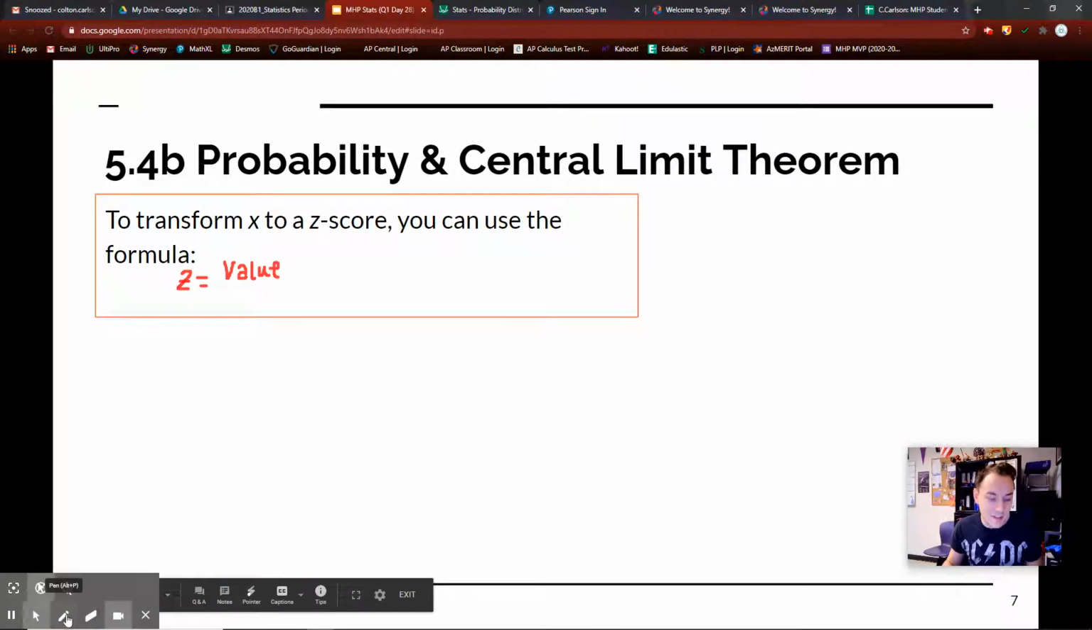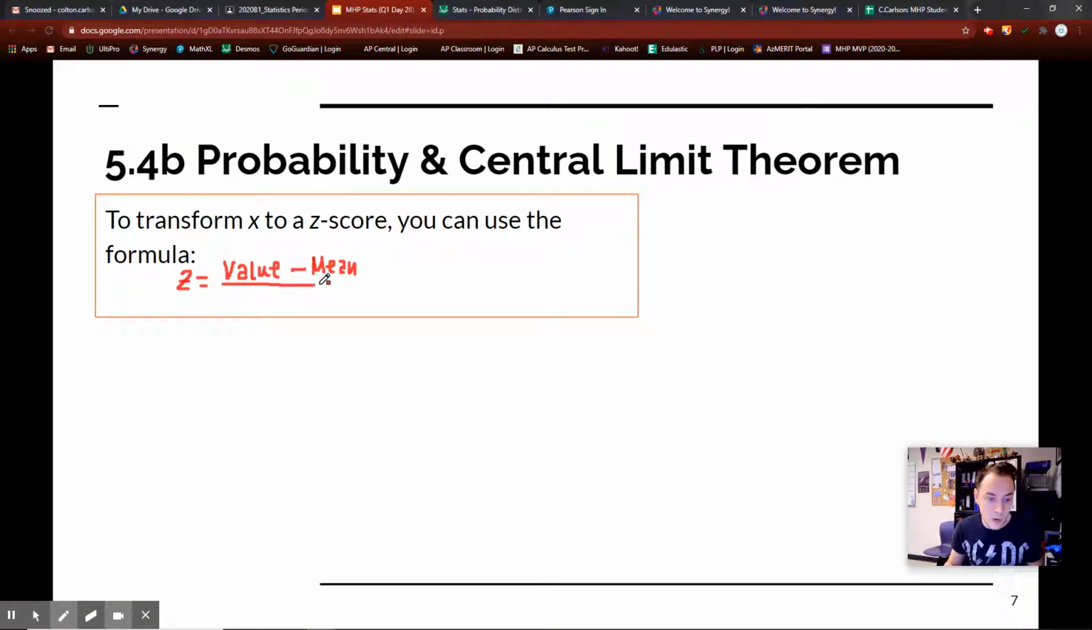So the value, and then minus my mean, and this is all over my standard error or my standard deviation. Now, this is our normal z-score formula: x minus my mean, all over my standard deviation.